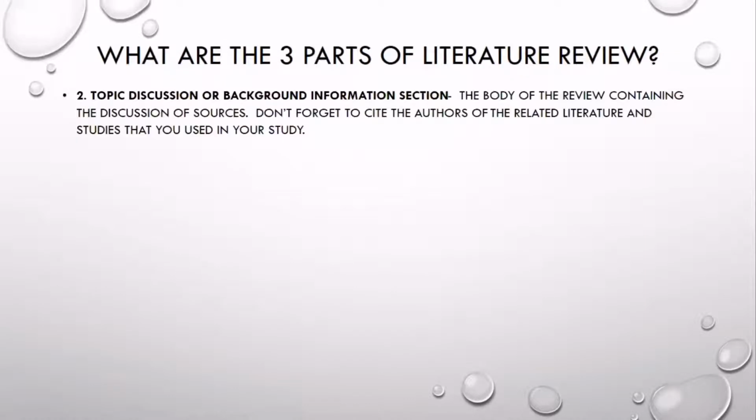The next part is the topic discussion or background information section. Now, this body of the review contains the discussion of sources. Don't forget to cite the authors of the related literature and studies that you use in your studies. Part 2, you define the main topics using citations and discuss your main topics or your main variables.